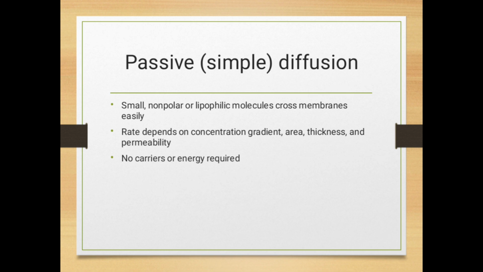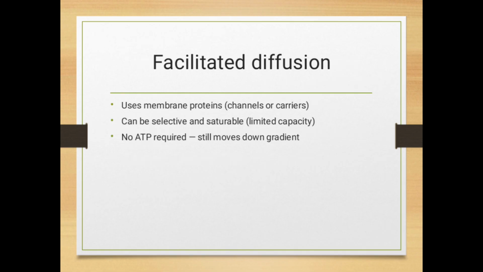Or the second example that we have seen previously, oxygen in the lungs, right? Oxygen moves from the air sac, where its concentration is high, into the blood, where oxygen is low, without using any energy. Now moving to the next type, that is facilitated diffusion. It is also known as carrier mediated diffusion.